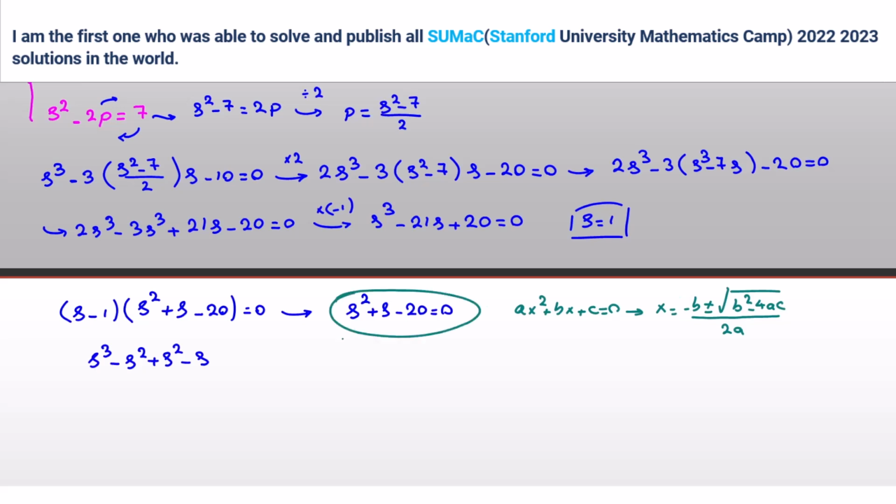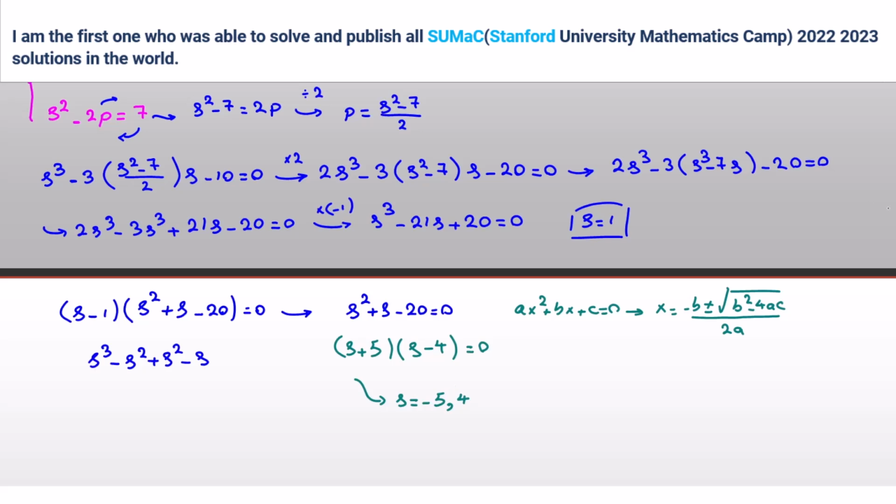One way, if you can factorize, we can factorize. Here, let's check, can we factorize? The product is negative 20, the sum is 1. So s plus 5, s minus 4. If you cannot factorize, you can use this formula and you will reach the same answer. So from the first one, s is negative 5. From the second one, s is 4.